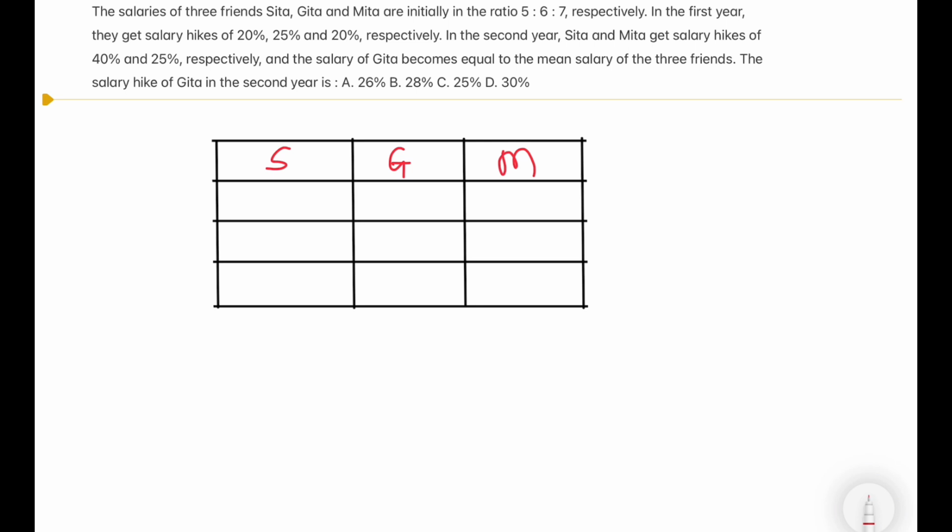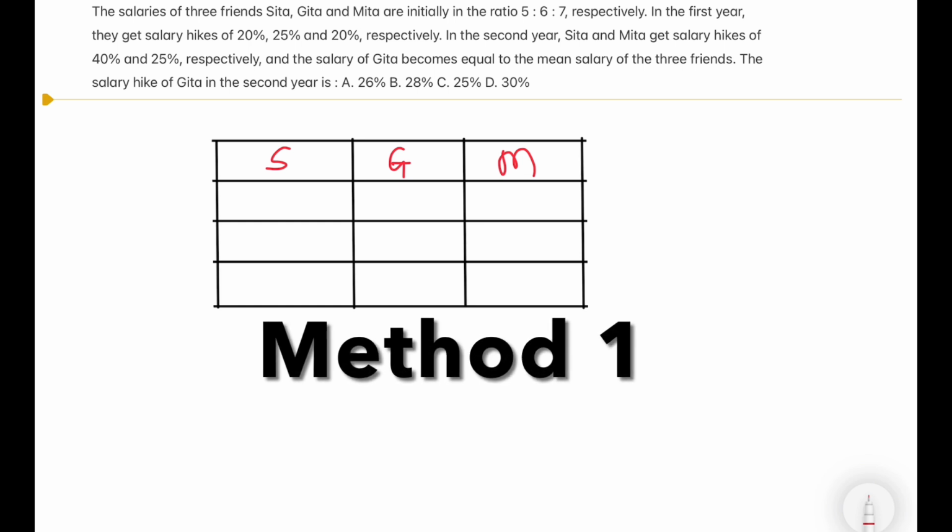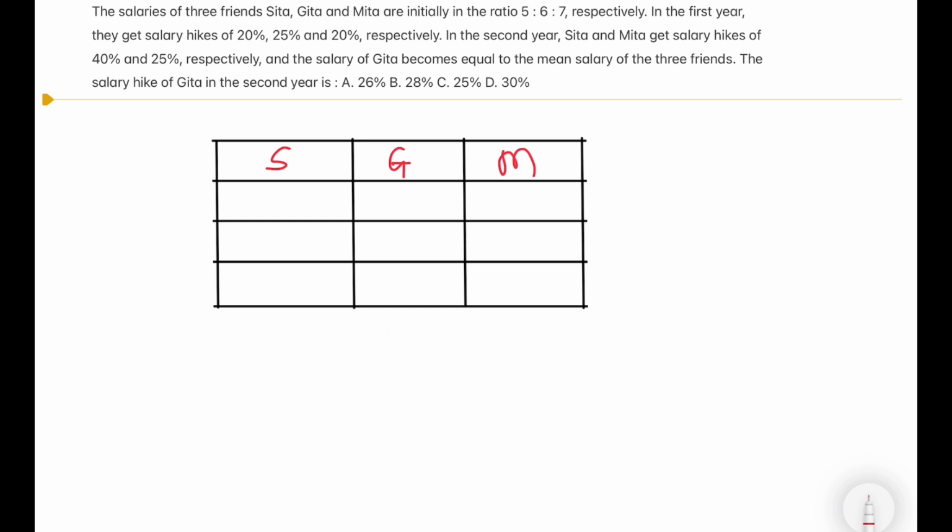So let's look at the very first method, where I will conventionally solve the question without any tactics involved, a straightforward solution. The ratio of the salaries of the three friends is 5 is to 6 is to 7. Let's take the salaries as 5x, 6x and 7x. In the first year they get hikes of 20%, 25% and 20% respectively. So Sita gets a hike of 20%. Her initial salary is 5x and it will increase by 20%. 20% of 5x will be x. That means the new salary will be 5x plus x, that is 6x.